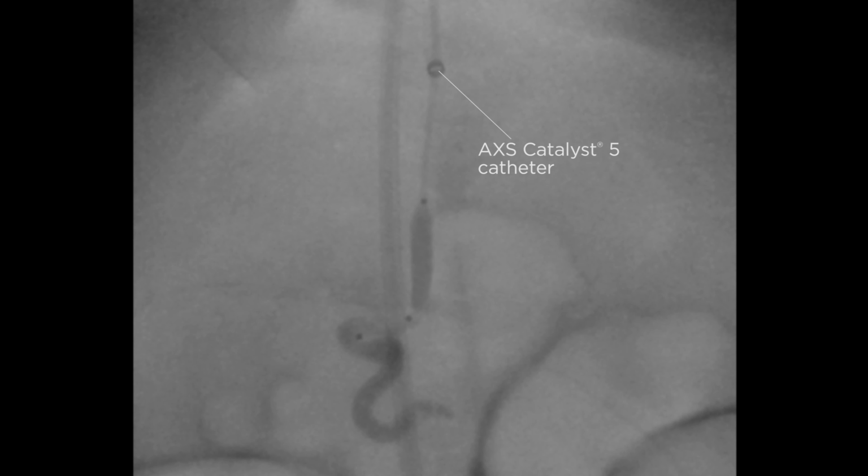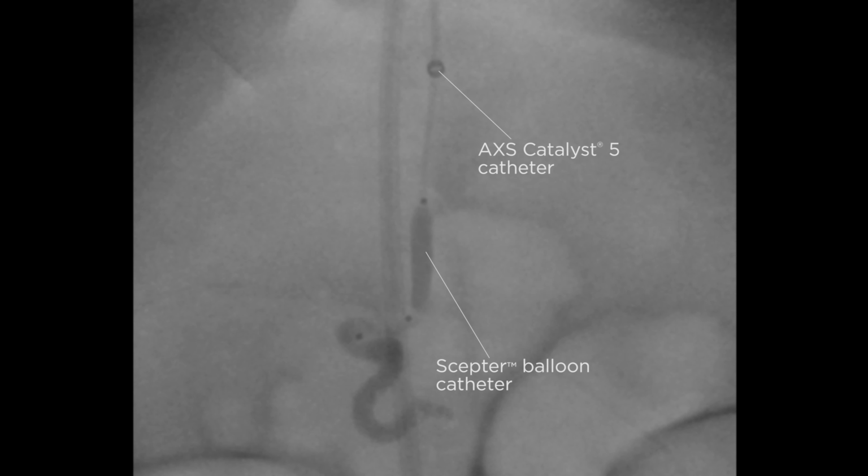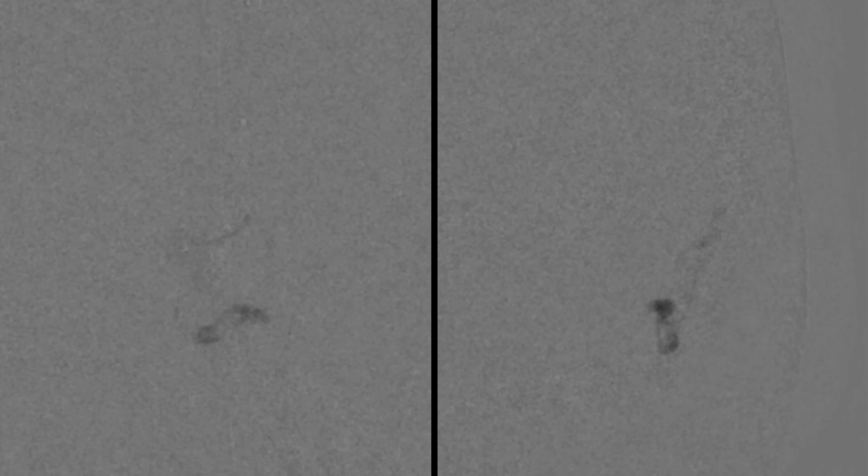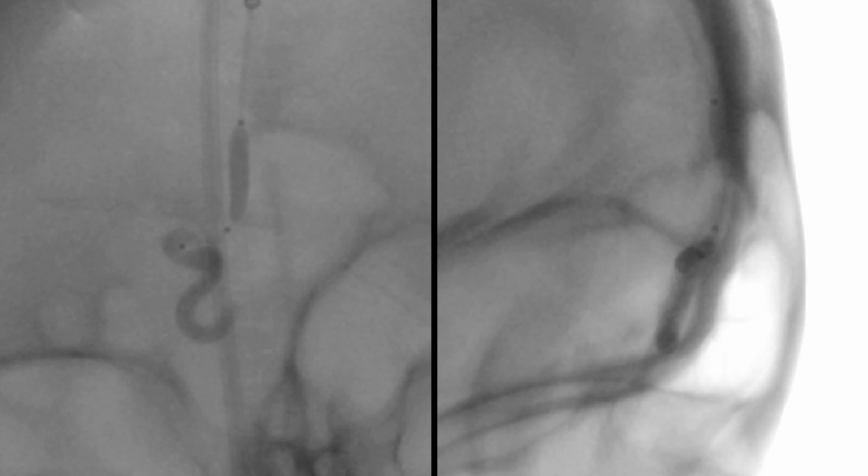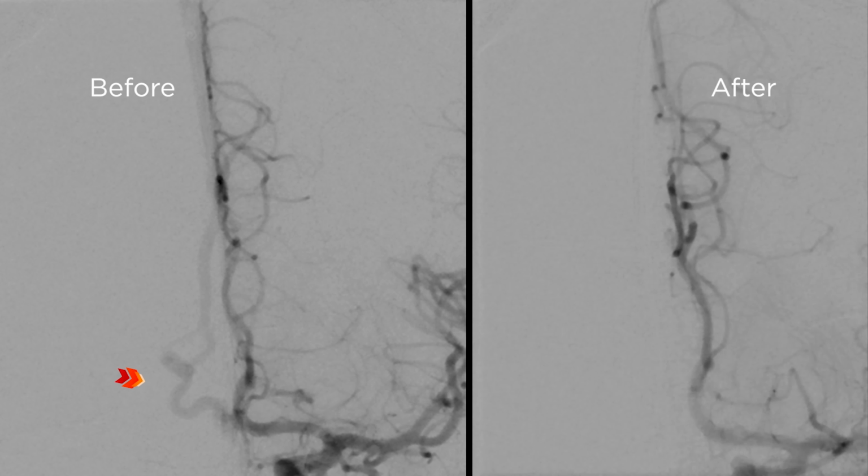We can see here the native image of this procedure. Again, that's the tip of the Catalyst 5. Then you can see the balloon, which is inflated in this case, so it blocks the reflux of the embolic agent, and then we can push the embolic agent towards the fistula, although we are about 1.5 centimeters away from the fistula's point. But again, that's the beauty of the pressure cooker method. You can actually push your embolic agent towards the fistula, and as you can see here in the before-after images, you can see the complete occlusion of the fistula.